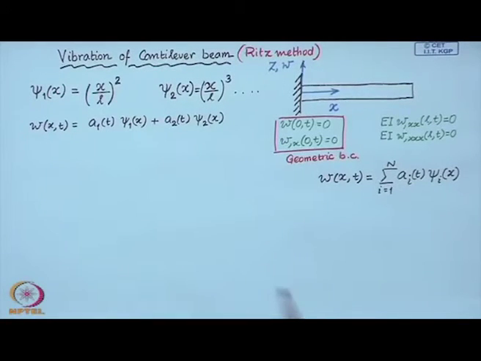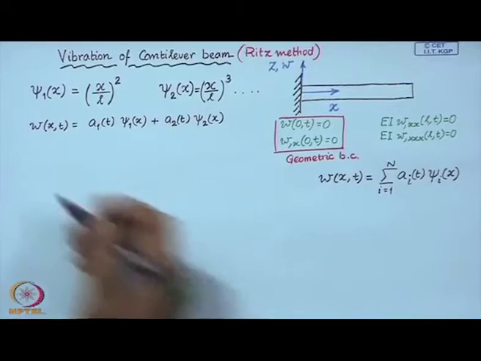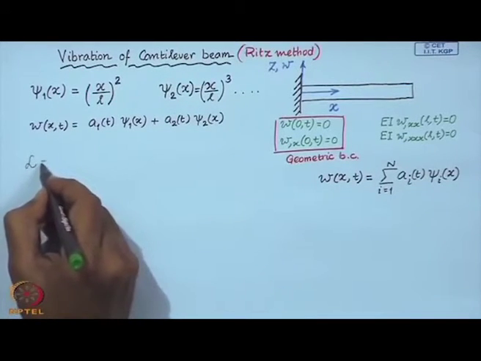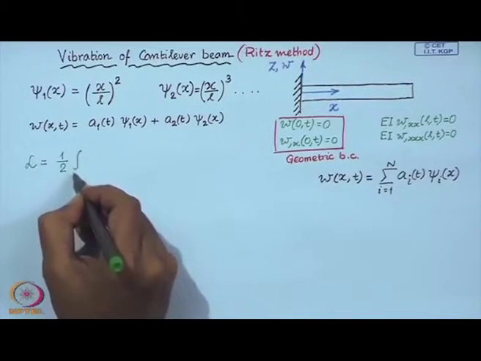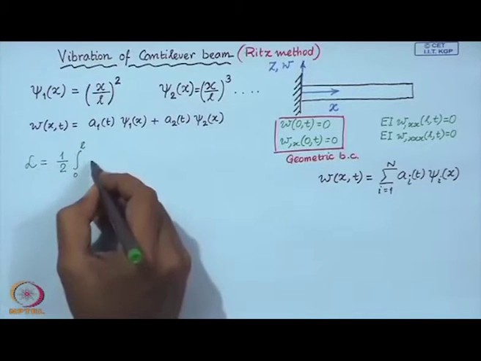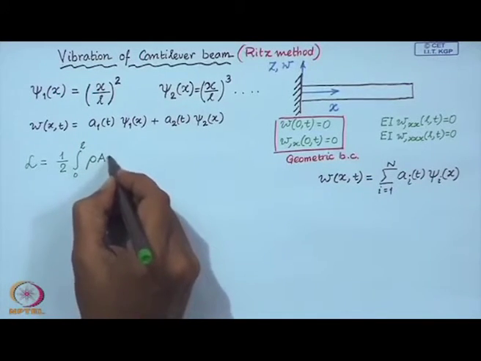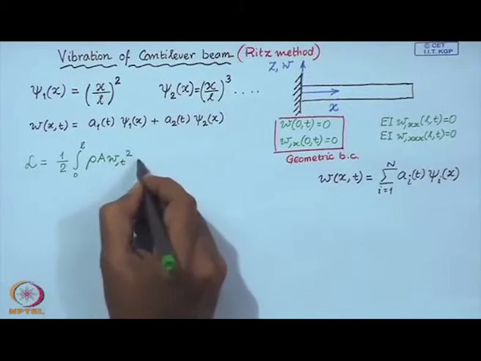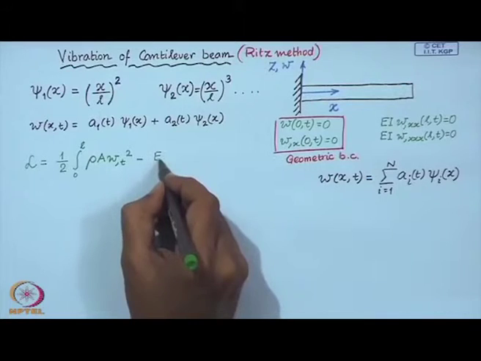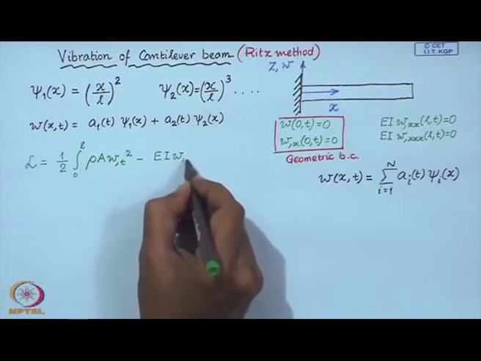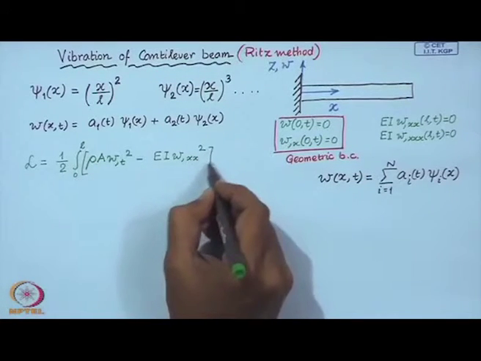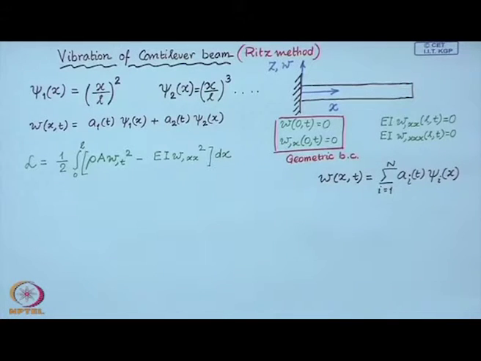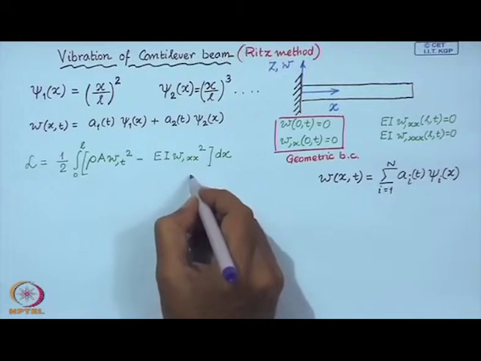Next we introduce this expansion in the Lagrangian, which reads as follows. So, this is the Lagrangian of an Euler-Bernoulli beam.